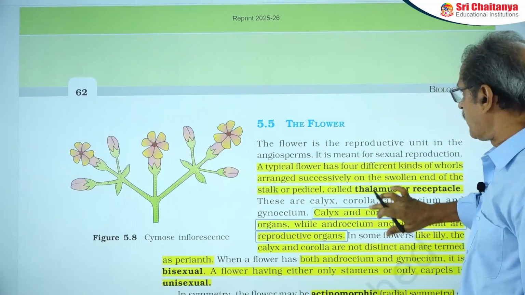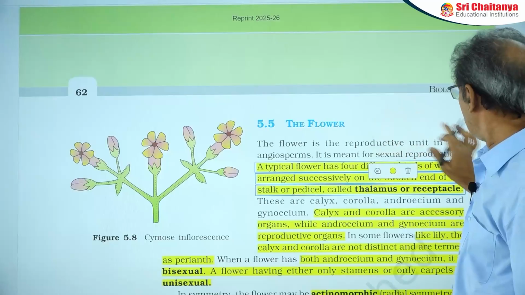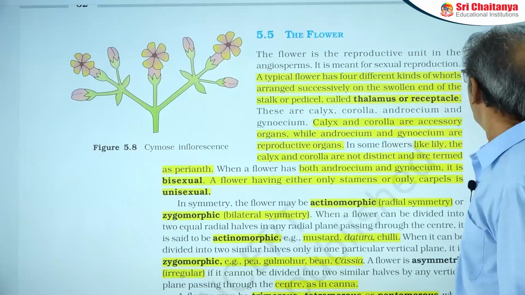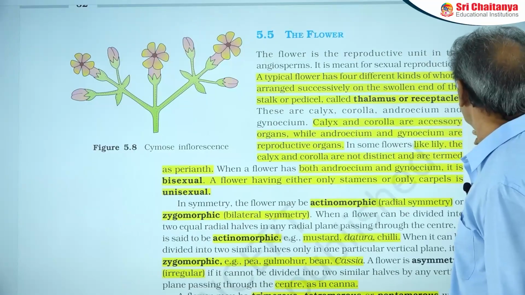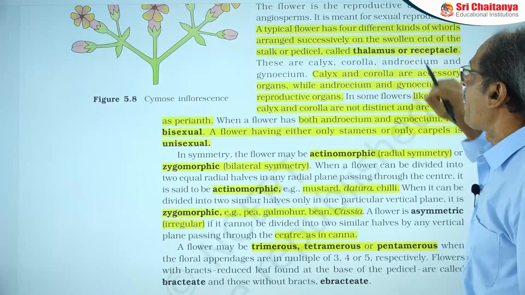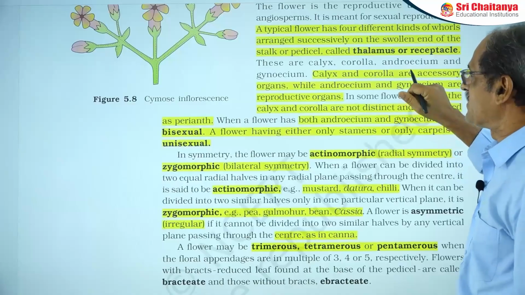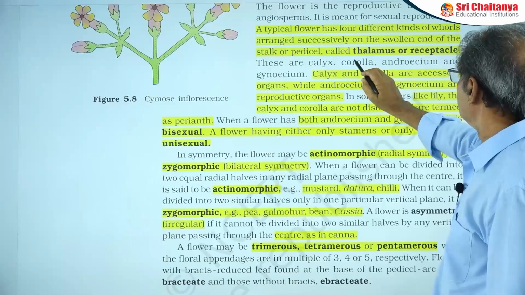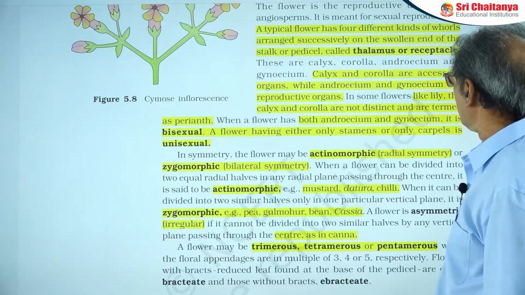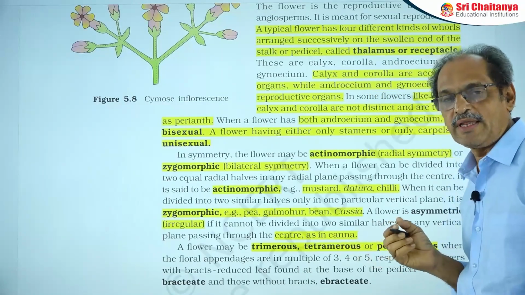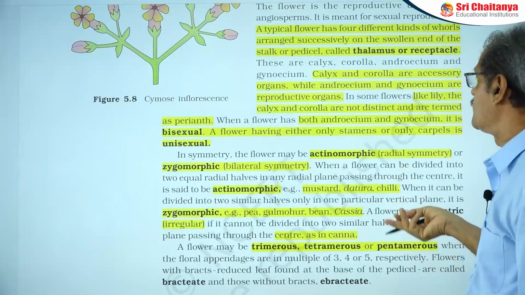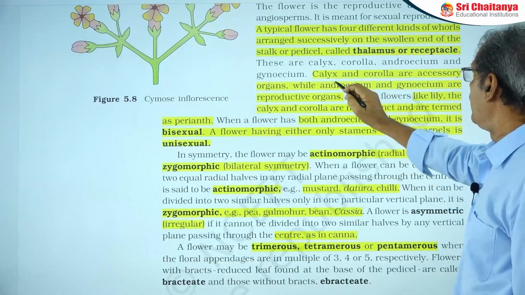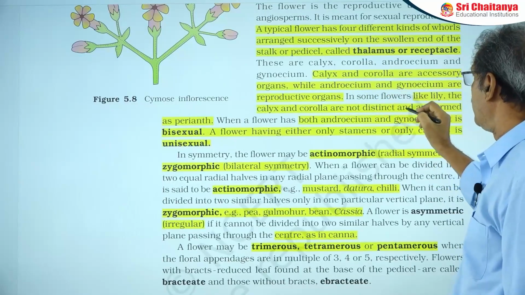So, next one is the flower concept. Flower is a modified shoot. The part of the stem is condensed, that is, the internodes are condensed to form the tip of the pedicel, which is called thalamus or receptacle here. And above the thalamus, at each node, the leaves are modified into floral leaves. So usually 4 nodes are there, 4 whorls: calyx, corolla, androecium and gynoecium.